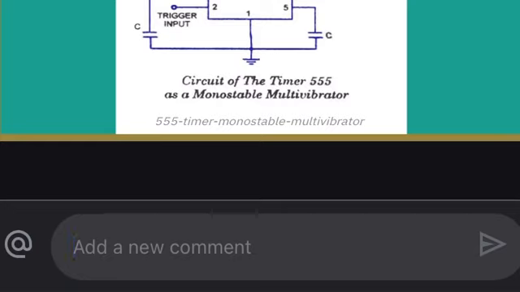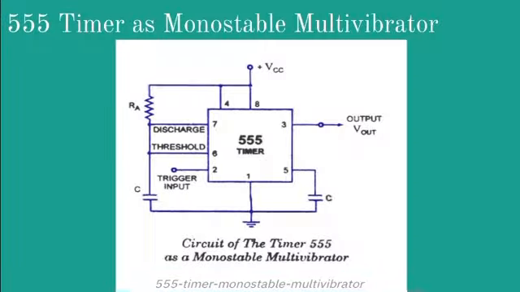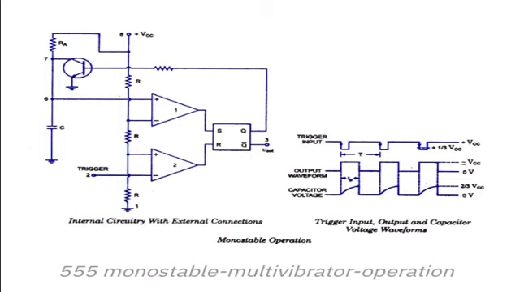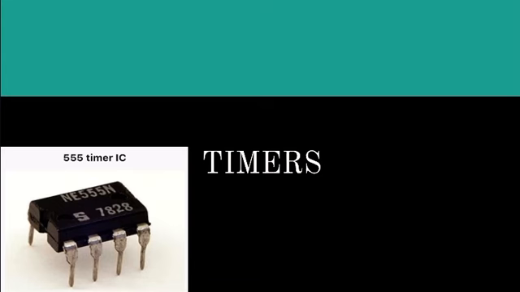The trigger input, the output voltage, and the capacitor voltage waveforms are shown here. So these are the trigger input and the output waveforms. So yeah, this is for today's topic, the 555 timer and also the applications of the 555 timer, which are the astable multivibrator and the monostable multivibrator. Okay, I hope you understand this lesson. Thank you.